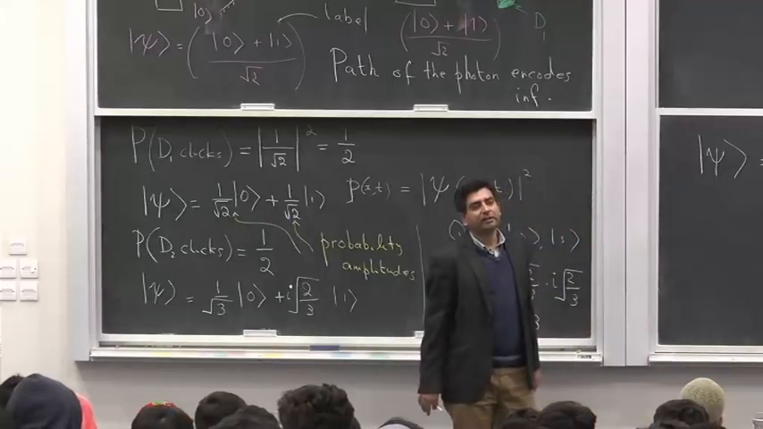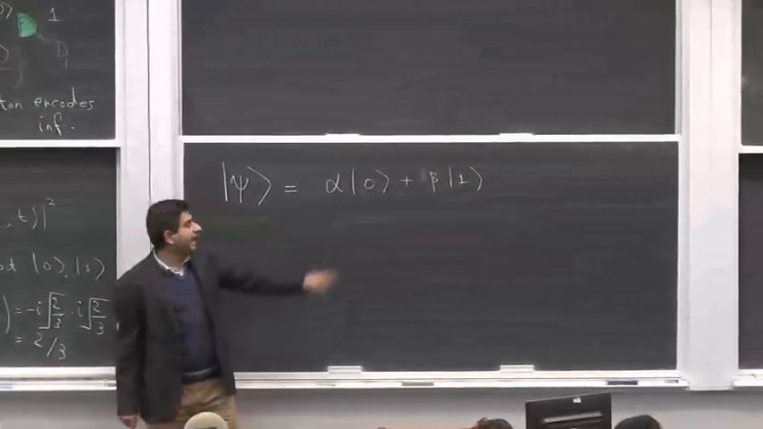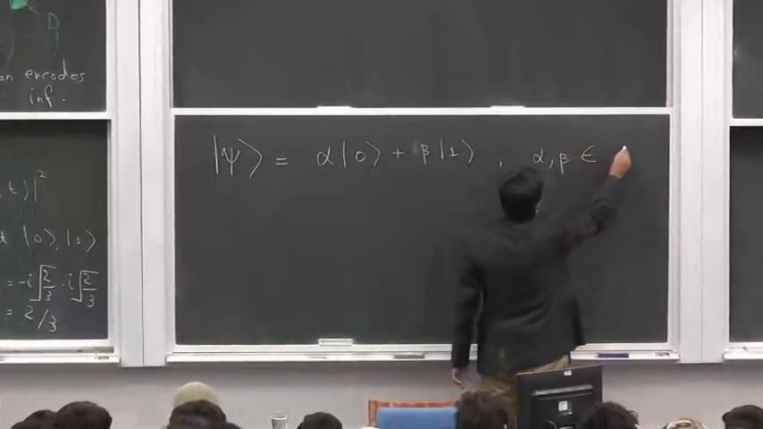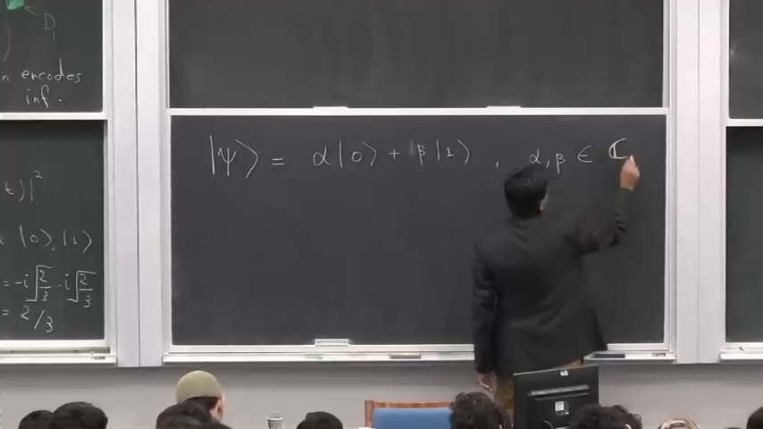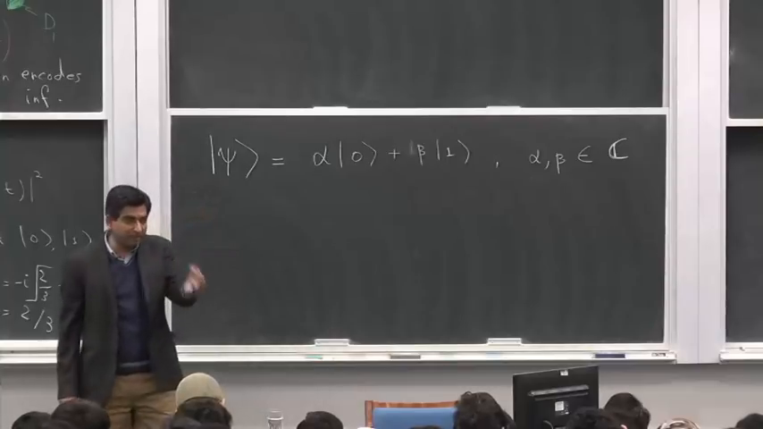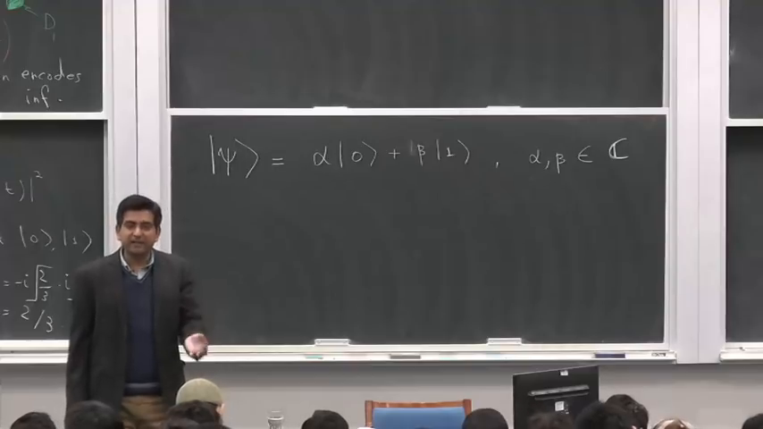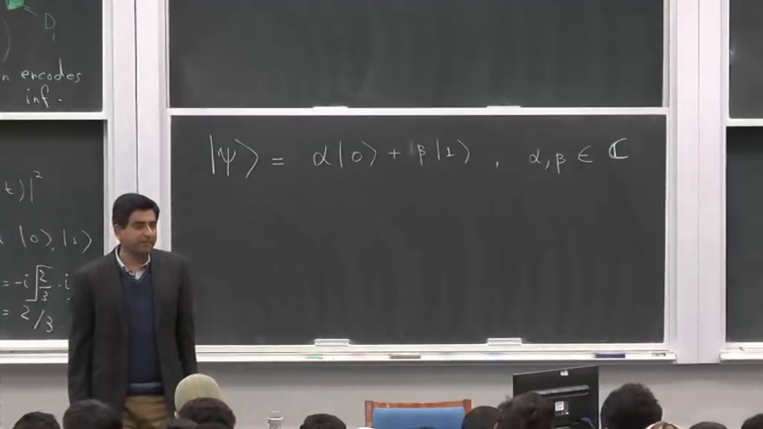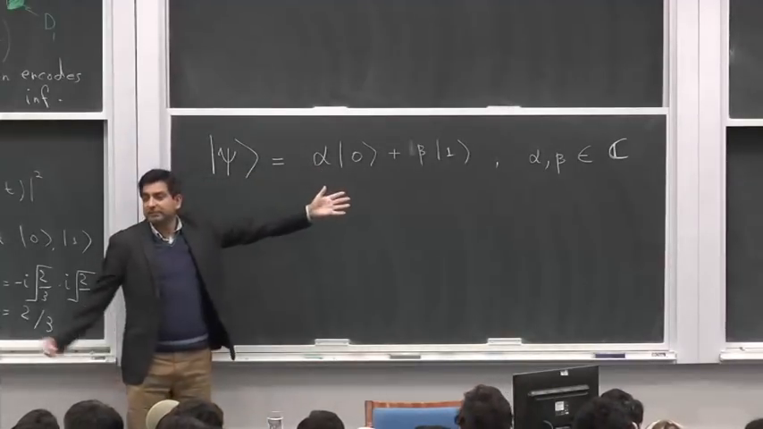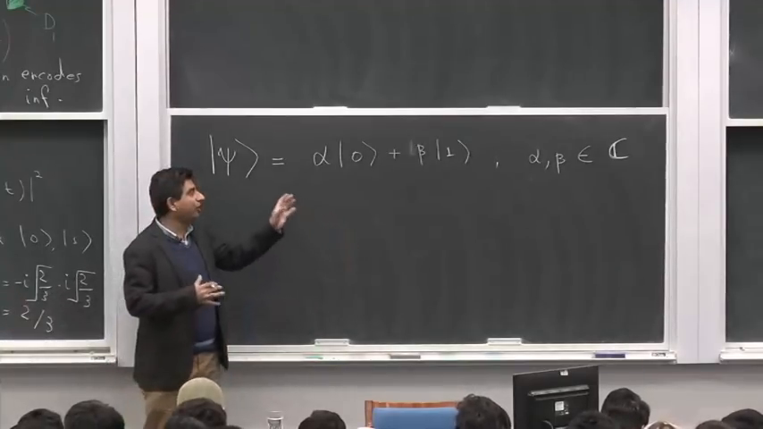Right. Now this is a quantum state. It's the general form of a quantum state. Alpha and beta, both of them are complex numbers. Each one of them is a complex number. Could be real, could be purely imaginary, could be complex, with each part having a real and an imaginary component. Okay? Now, is there a certain constraint on this qubit? This is the general form of a qubit, of a two-level system. Is there any constraint on these coefficients?